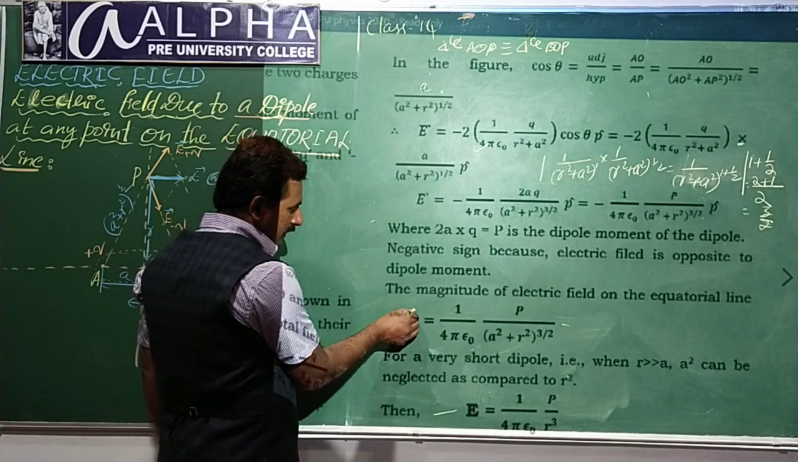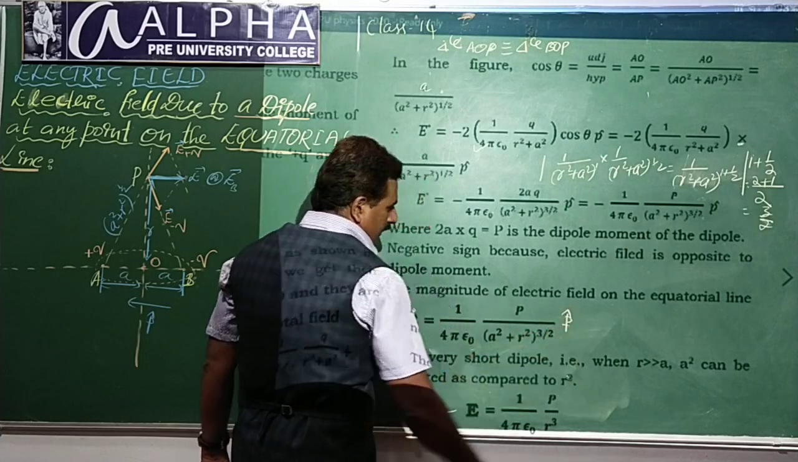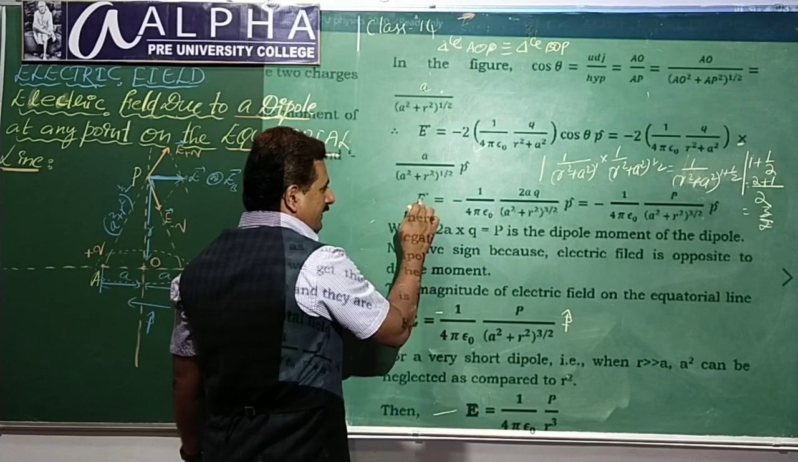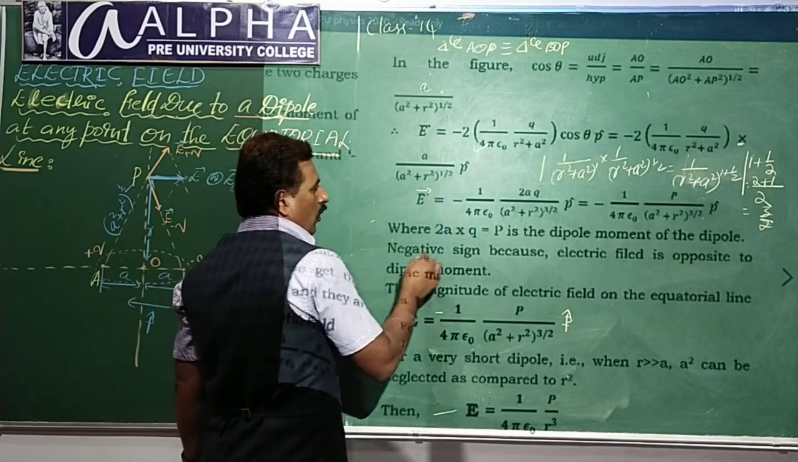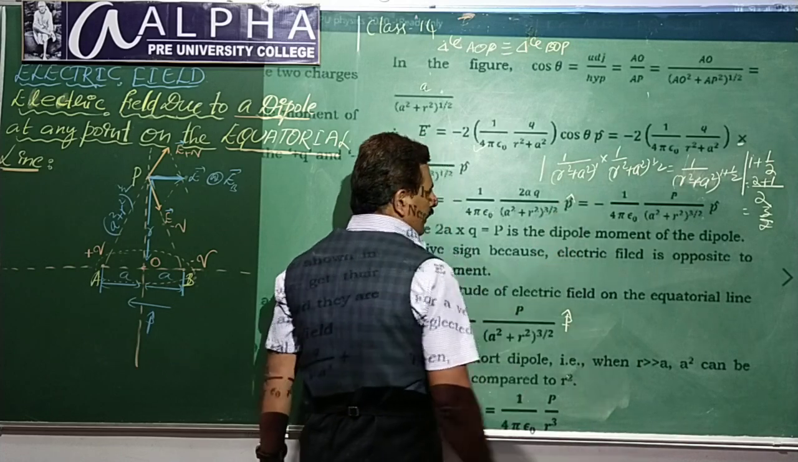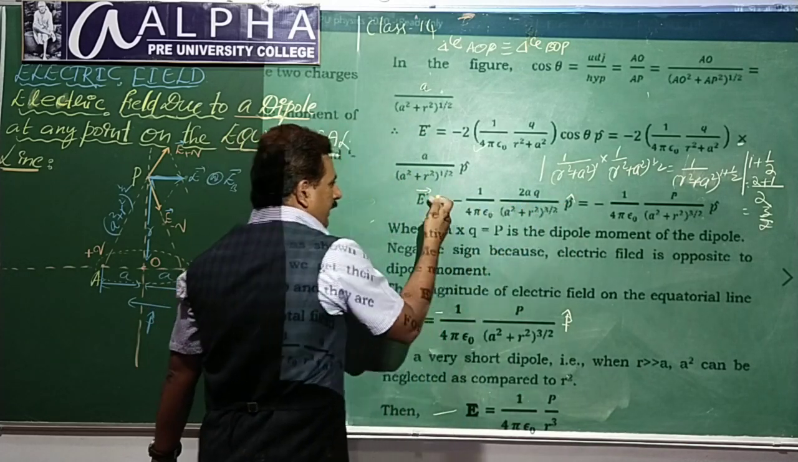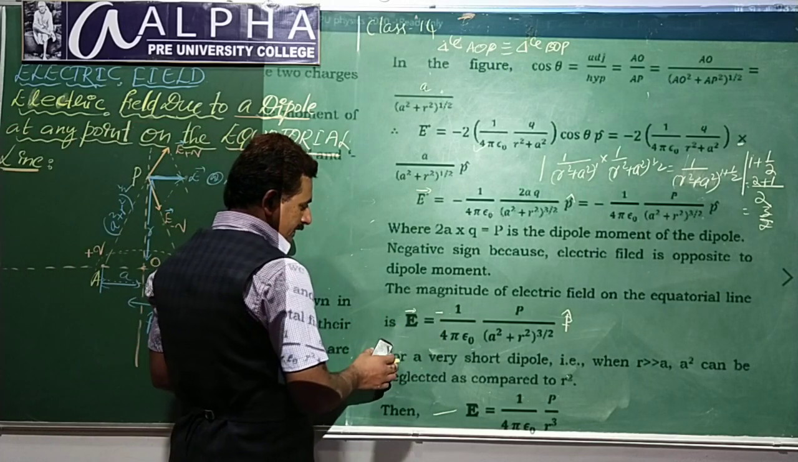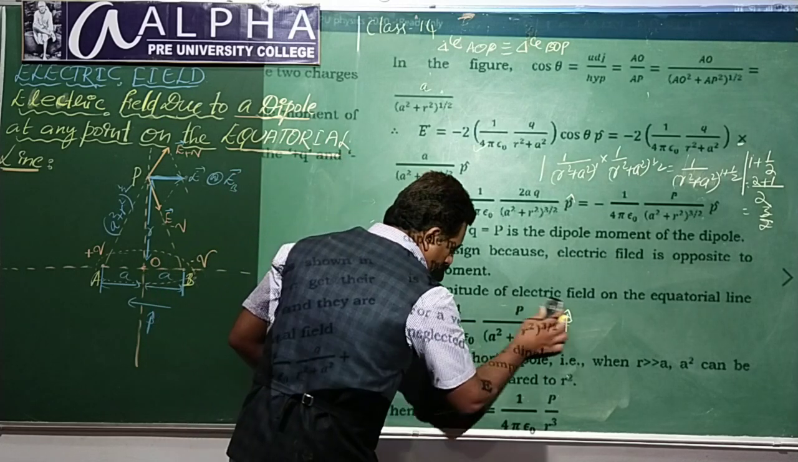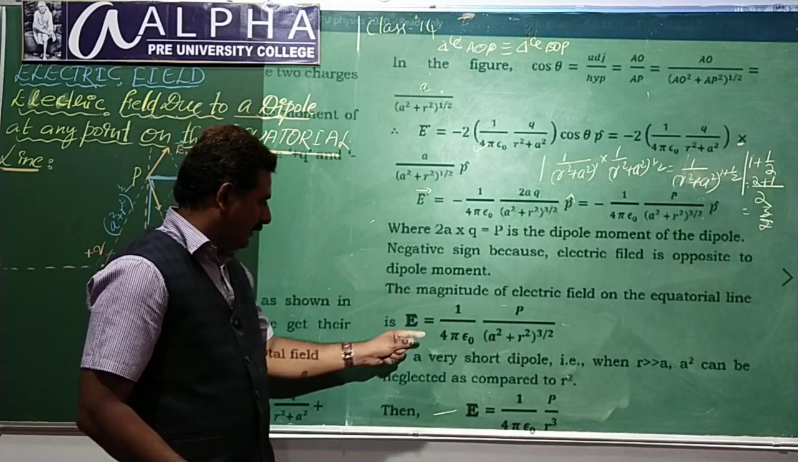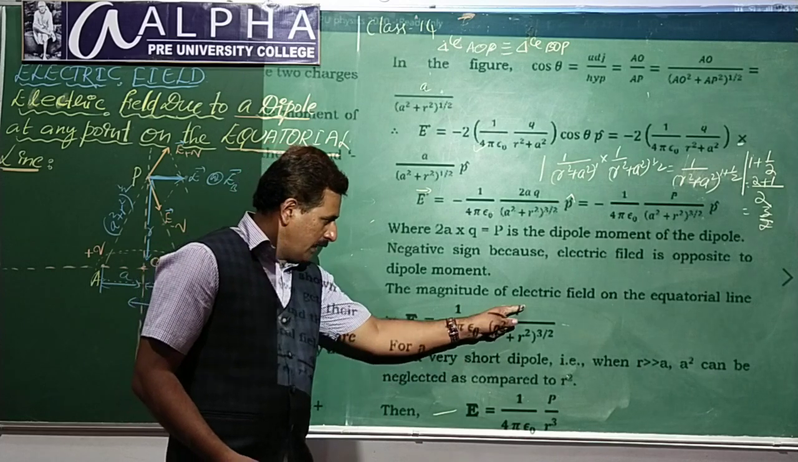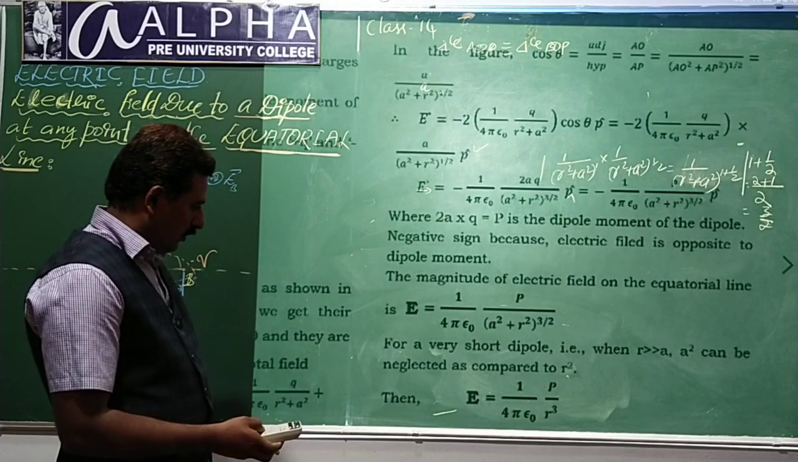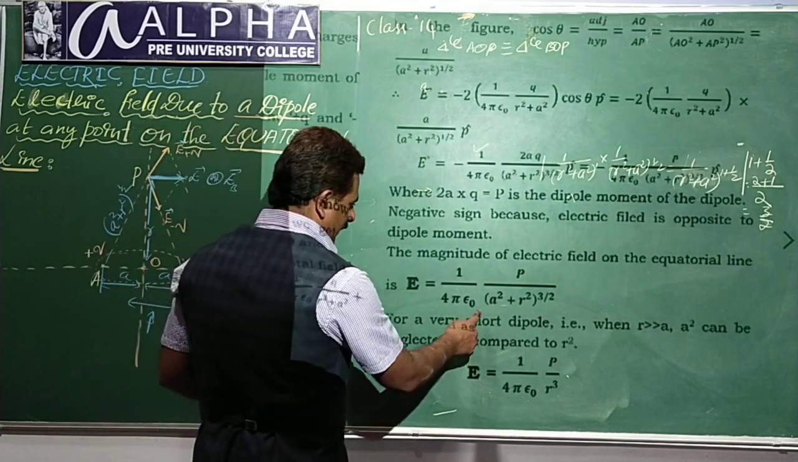If you don't write the arrow for the dipole moment vector, you don't write the minus sign, just the value. The minus indicates direction: the direction of the electric field vector is opposite to the direction of the dipole moment vector. If you just write the magnitude, you need not write directions. In that case, just 1 by 4 pi epsilon 0 p by (a square plus r square) raised to the power 3 by 2. Finally, you are left with this expression.